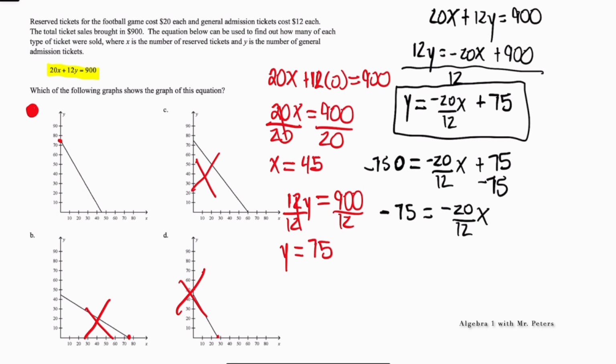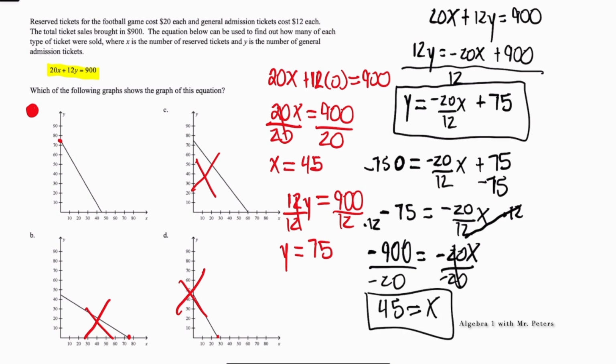Remember, this is first to solve the x-intercept. We made y 0. So now we have a fraction. We're going to multiply both sides by 12 to get rid of the fraction. So we go on the other side, multiply by 12. So now we have negative 900 is equal to negative 20x. And after we divide by negative 20, we would get the same answer. 45 is equal to x. But family, this is just too many steps. Graph by the intercepts if it's already in standard form.